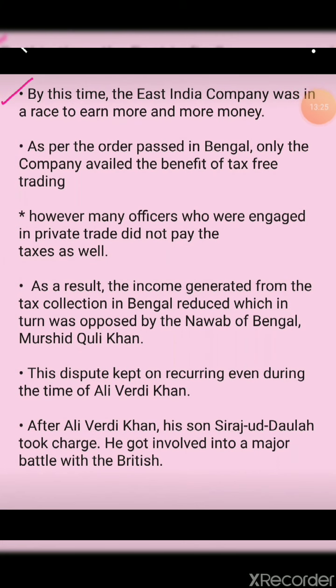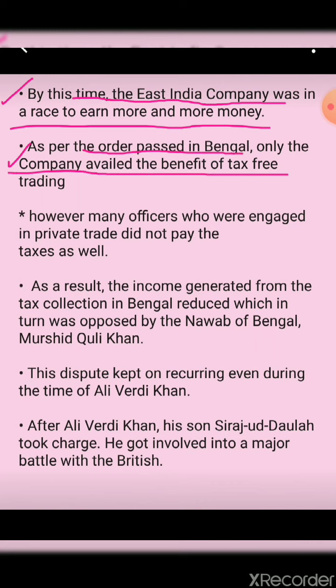Next. By this time, the East India Company was in a race to earn more and more income. Obviously, they were not paying any tax; the annual payment was what they were giving. They needed to pay a tax, but Aurangzeb gave them permission to trade without paying the tax. Because of that, the British were in a race of earning more and more money. Next. As per the order passed in Bengal, only the company availed the benefit of tax-free trading.